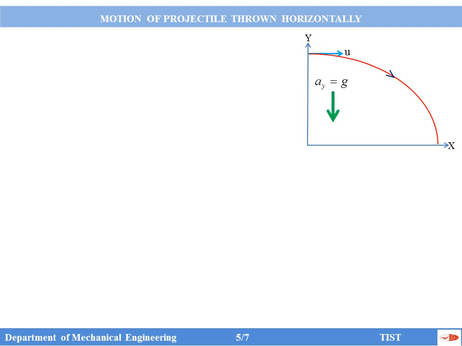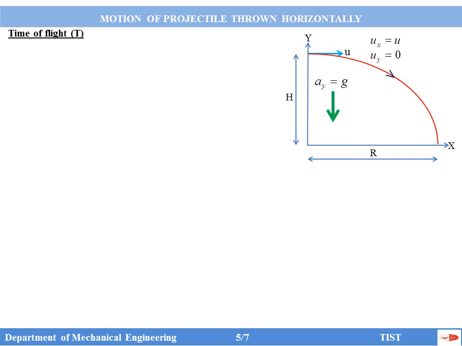Now Ay is acting in g. Now the body is moving in the downward direction here, acceleration is also in the same direction, so here Ay you should take plus g. Okay, now ux is equal to u, uy equal to 0, right? And the range is r and height h.